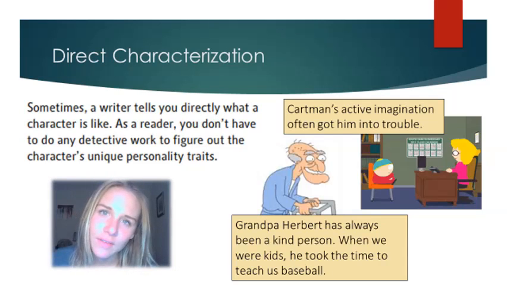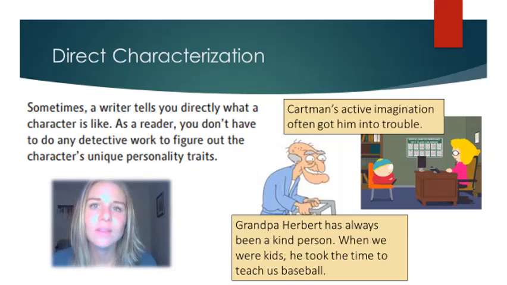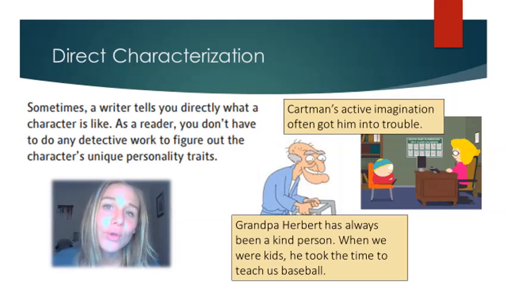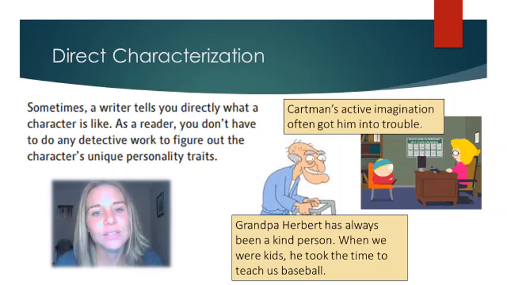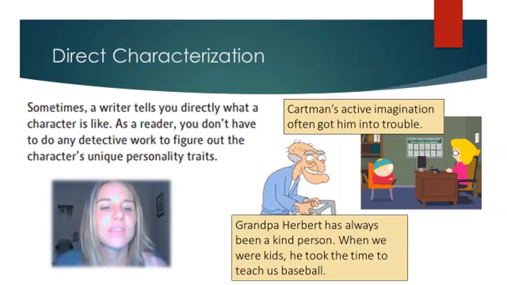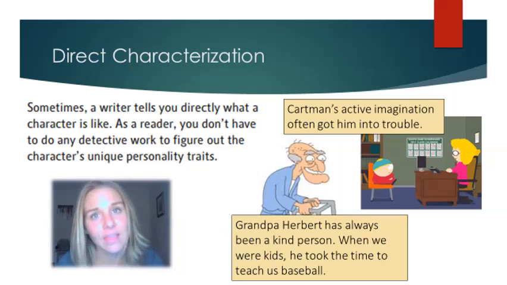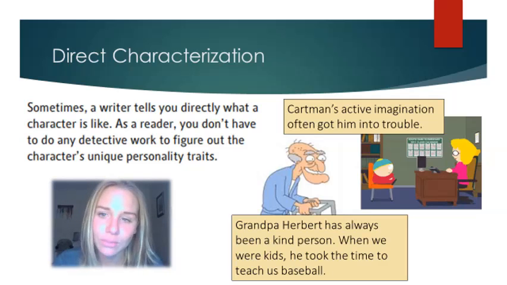So, one of the two methods of characterization, and when I say characterization, I mean when the author includes details about a character to give you a better sense of who they are and what their motivation is. Sometimes a writer will tell you directly or explicitly what a character is like. And as a reader with direct characterization, you don't have to do any detective work to figure out the character's unique personality traits. You don't have to infer anything because these things are directly stated to you, such as Cartman's active imagination often got him into trouble. You are being told that he has an active imagination, and you can assume that because he gets into trouble that he is a troublemaker.